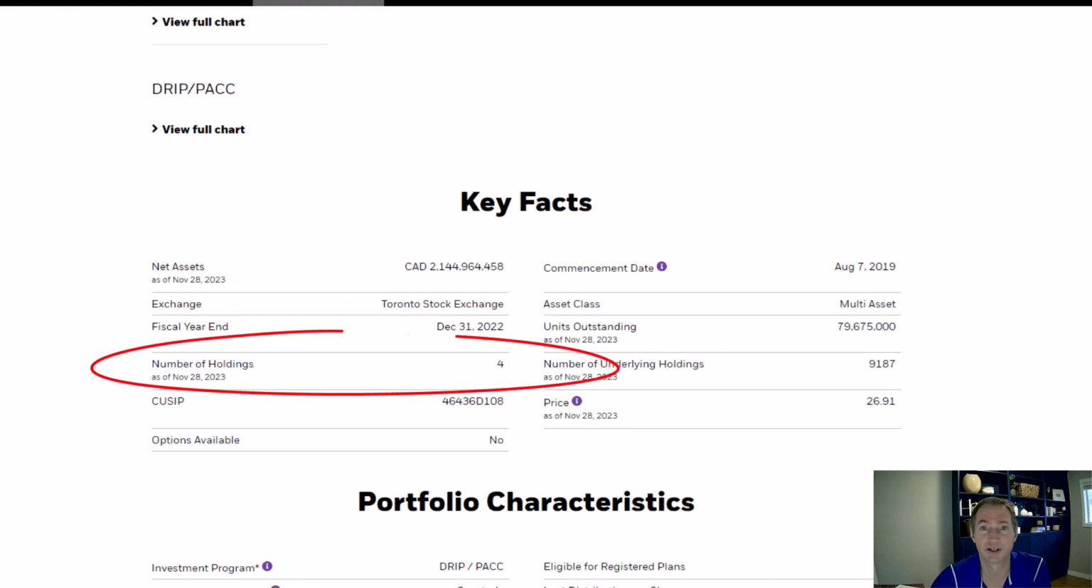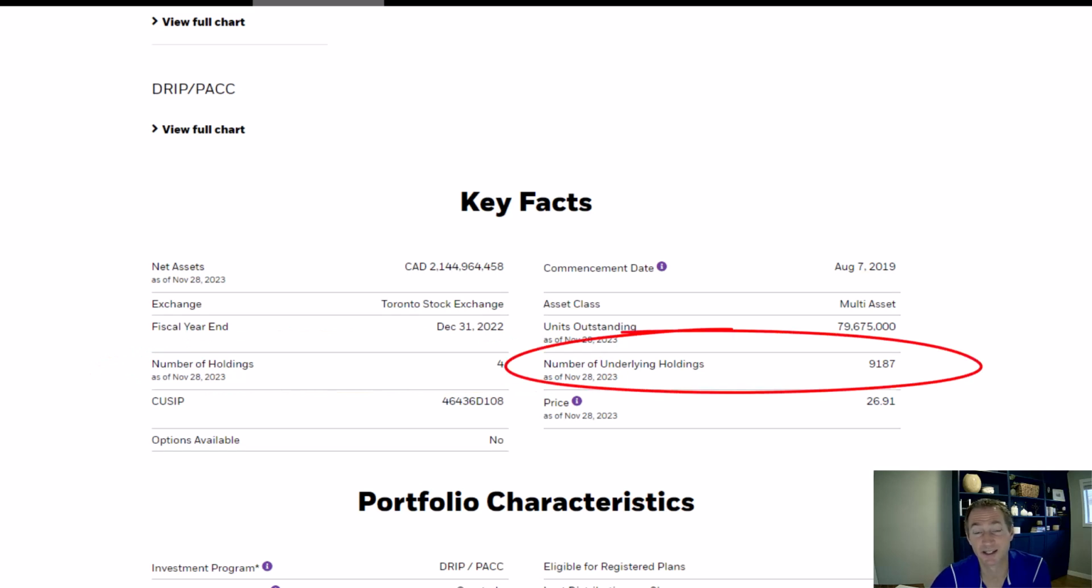You can see here that the number of holdings is 4. And again, it has only 4 ETFs in it. 1 for US, 1 for international, 1 for Canada, 1 for emerging markets. That's all it has. It has 4 different holdings. But you can see the number of underlying holdings. It actually owns 9,187 individual stocks by owning those 4 ETFs.